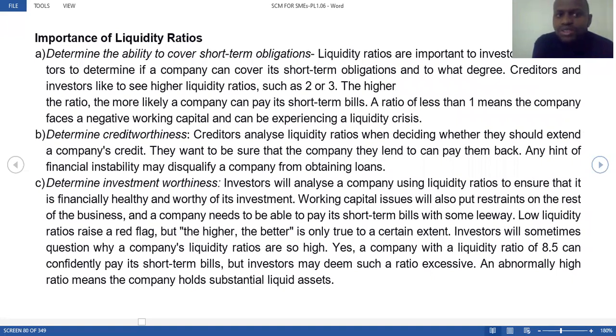So importance of liquidity ratio: it determines the ability to cover short-term obligations. So it helps the company to know whether they'll be able to cover short-term obligations, maybe from the creditors or maybe from some short-term investors. Number two is that it determines the credit worthiness of the organization, whether the organization is able to pay its creditors at the time that is required. So creditors analyze liquidity ratio when deciding whether they should extend a company's credit.